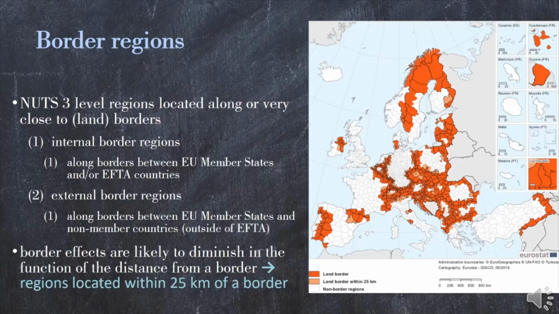However, border regions in the EU definition take into consideration also the fact that border effects are likely to diminish as a function of the distance from a border. Therefore, the most complete definition of border regions in the EU glossary also includes those regions which, although not being demarcated by an international border, are located within 25 kilometers of a border.